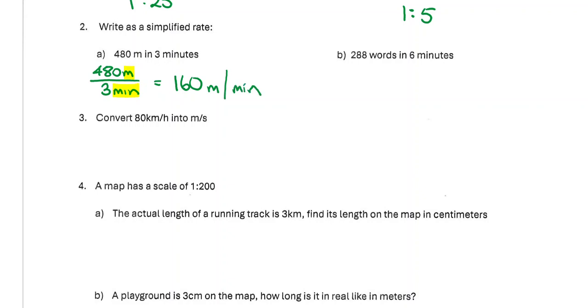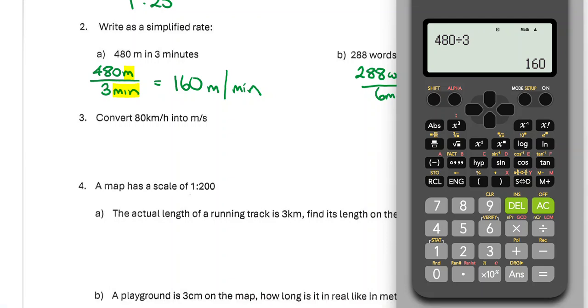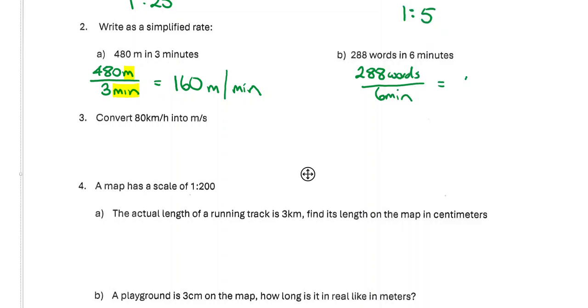Let's try another one in part B. We have 288 words in 6 minutes. So this is probably someone's typing speed. If I divide the numbers, 288 divided by 6, I get 48 words per minute.